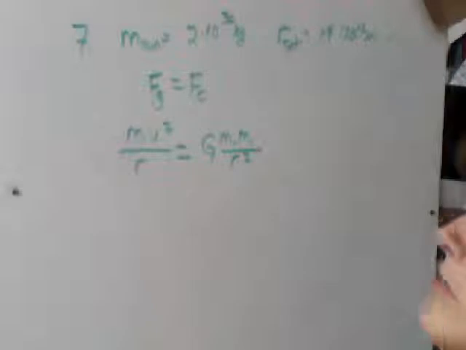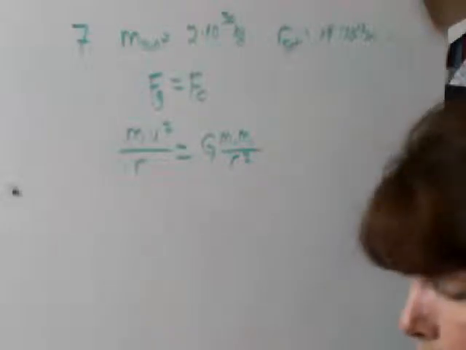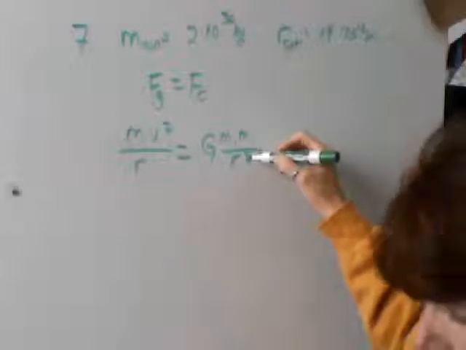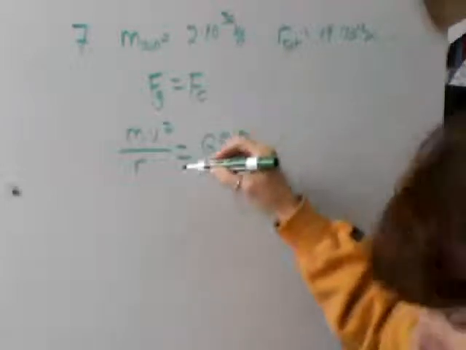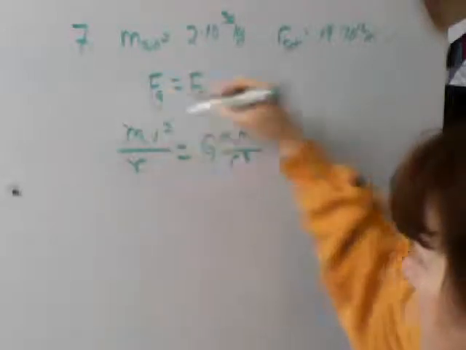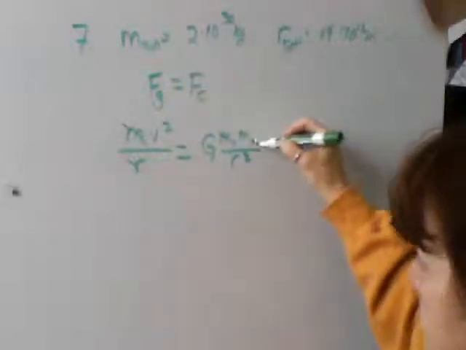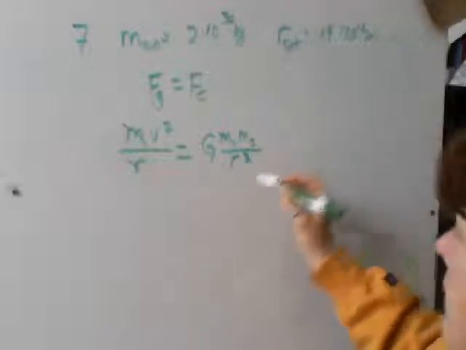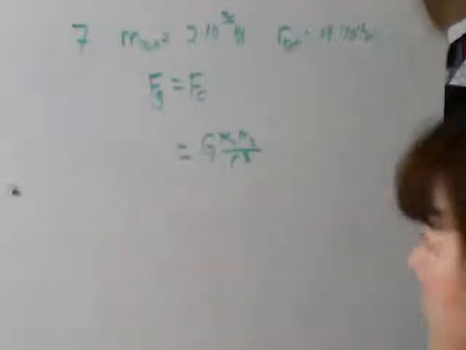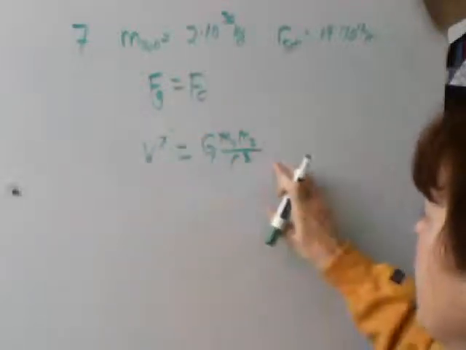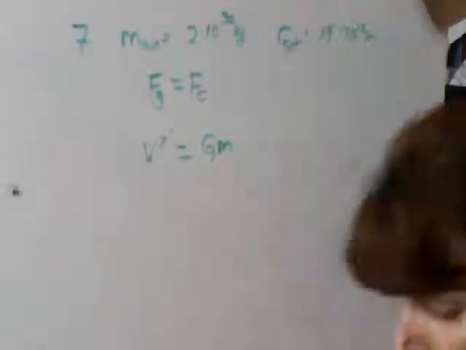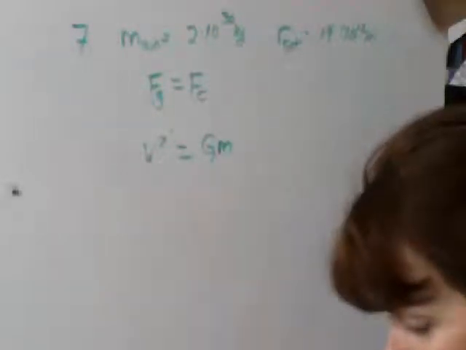And so if we set those two things equal to each other, we can do a few things. We can cross out one of these r's, and we can cross out one of these masses. And so we are left with the velocity squared is equal to the gravitational constant times the mass that is left.